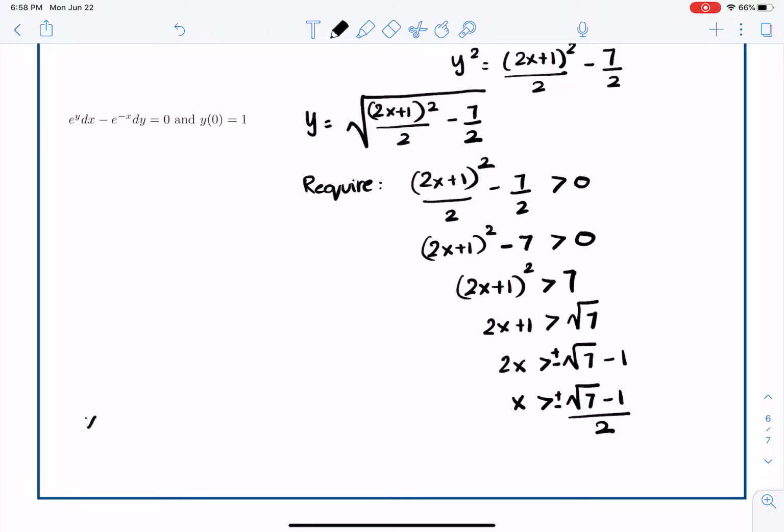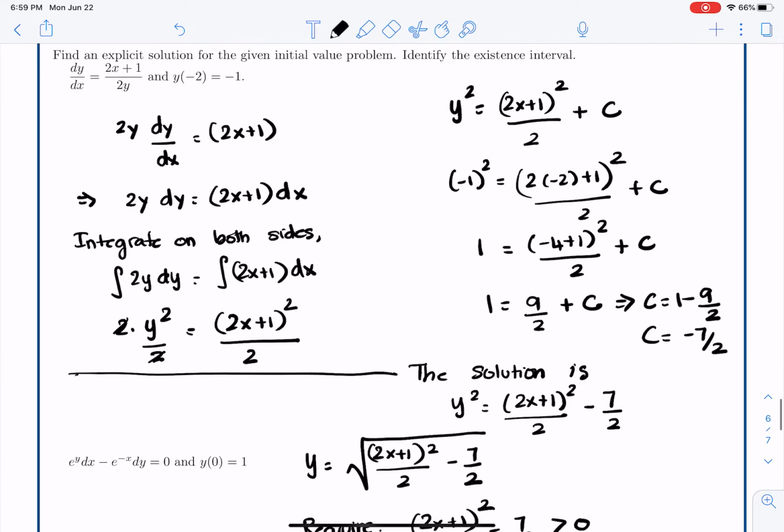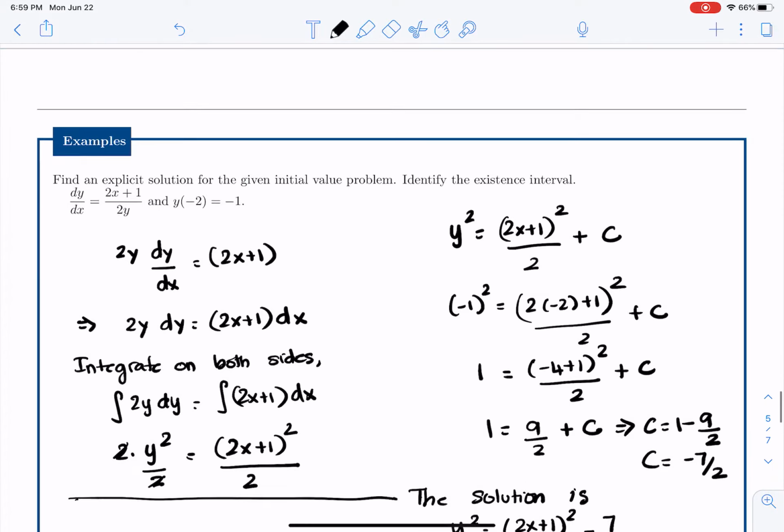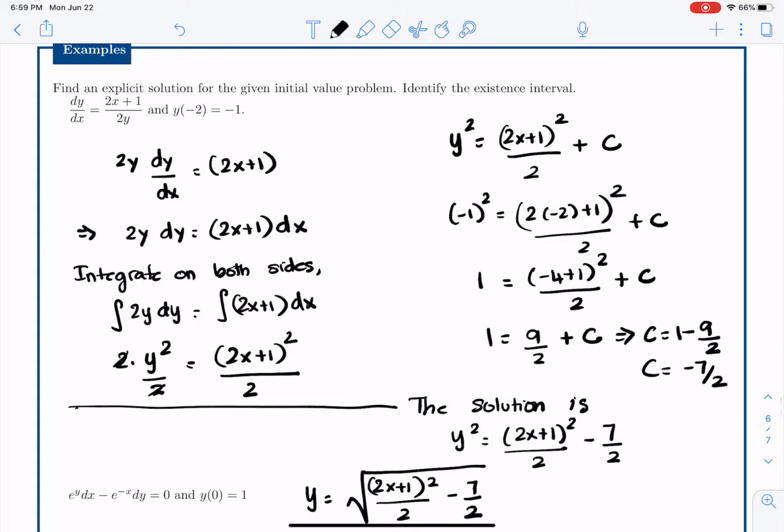So x has to be greater than square root of 7 minus 1 over 2. Or x has to be greater than negative square root of 7 minus 1 over 2. So negative square root of 7 minus 1 over 2 will still not satisfy the problem.